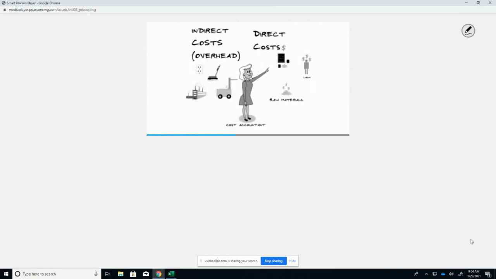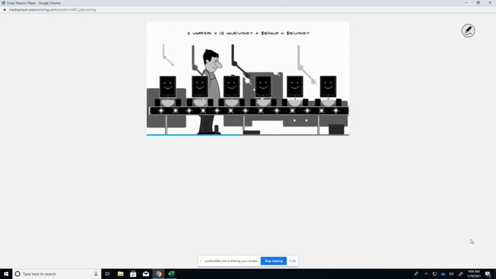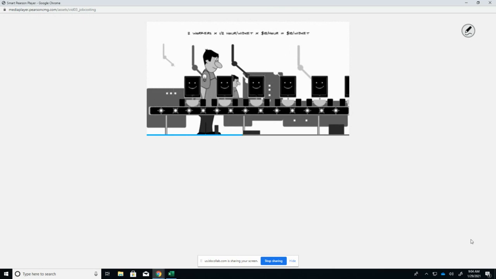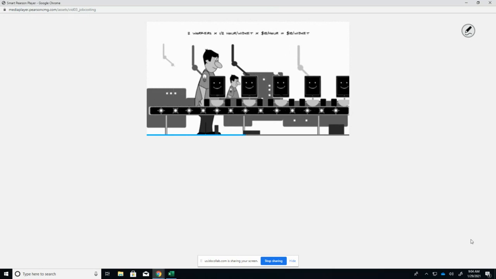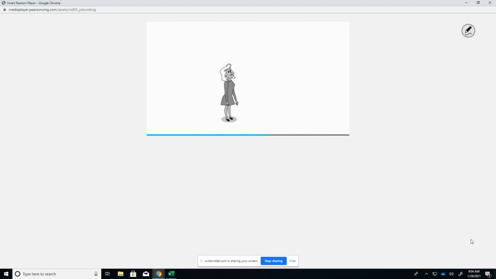Direct costs are relatively easy to assign. For example, what is the direct labor cost to make 100 widgets? Well, let's say it takes 2 workers a half hour each to make 1 widget. At an hourly rate of $10, that's a direct labor cost of $10 to make a widget. The direct labor cost to make 100 widgets is, well, you get the picture.